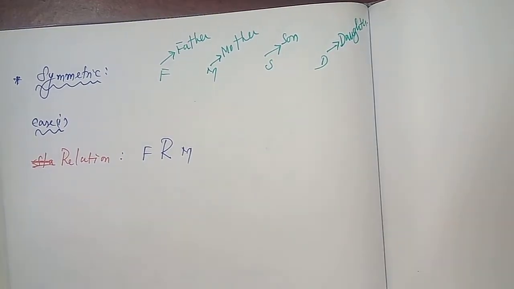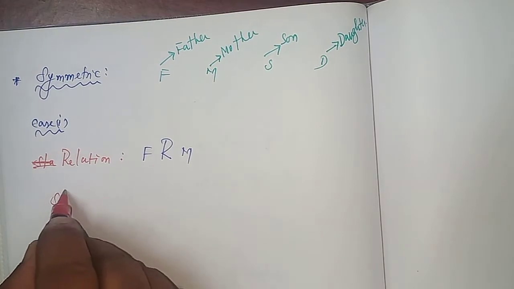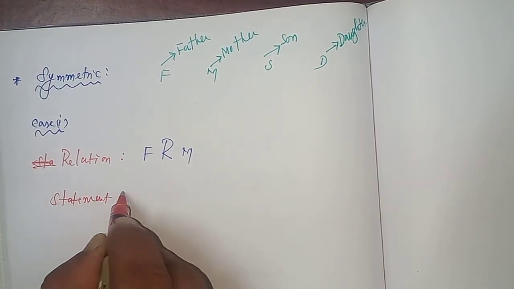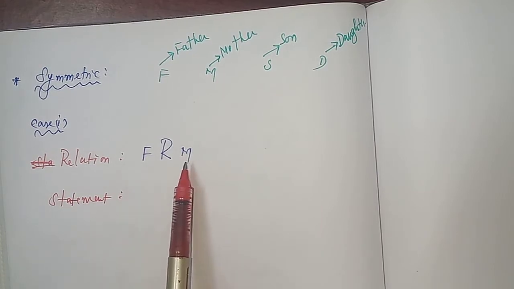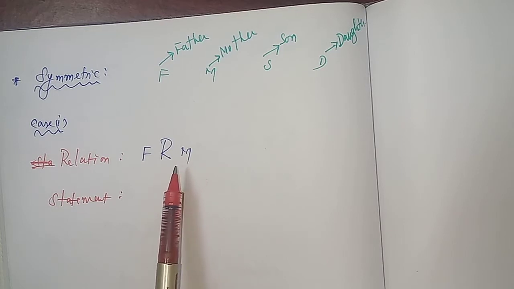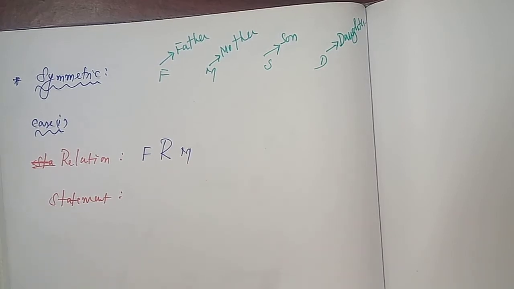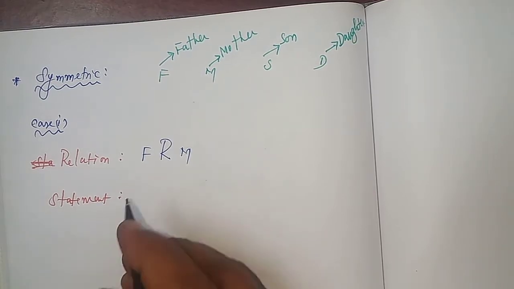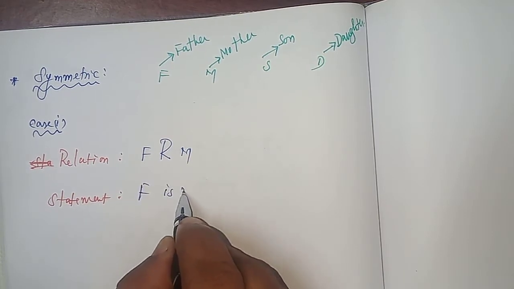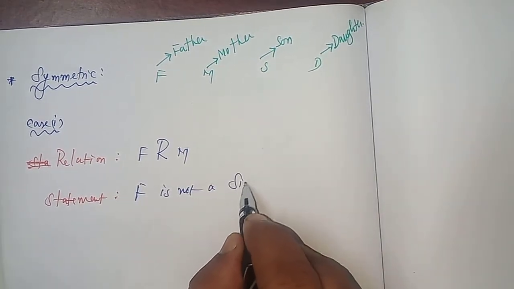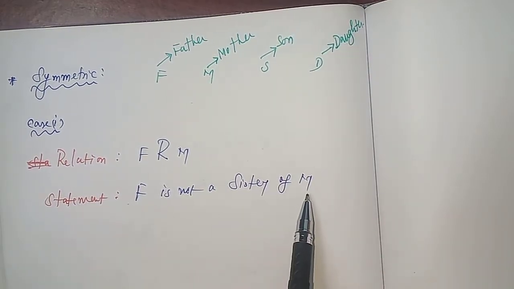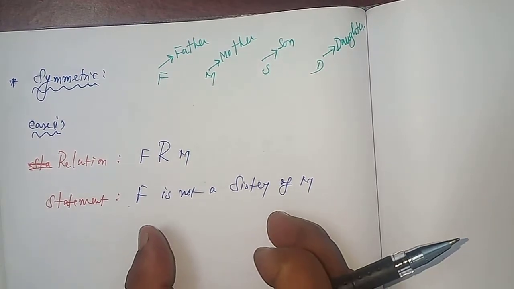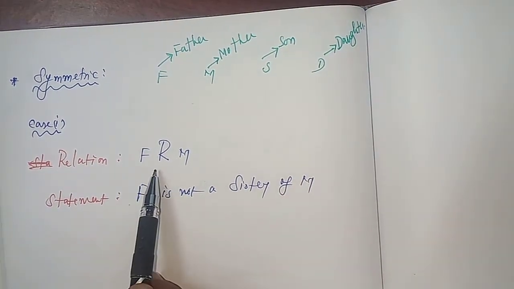Now you write that statement. Father is not a sister of mother. Why am I writing "not a sister"? Because the given statement is "not a sister". Each and every time I have to check that one. So you write F is not a sister of M. That means father is not a sister of mother. The given statement is true. Therefore, we have mentioned here R.